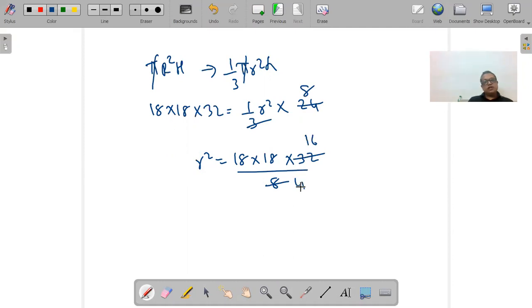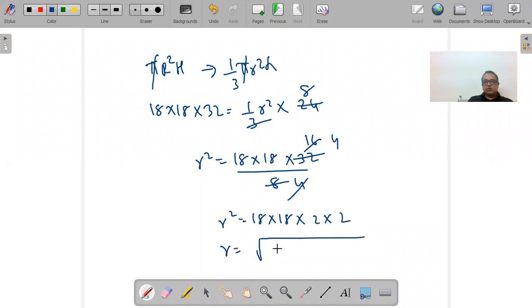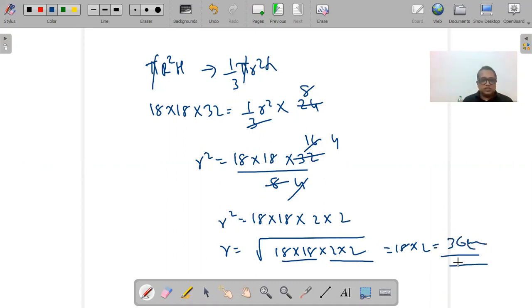Okay, this I get, and here I can cancel this 4 times. So r square is 18 into 18 into 4, I can write as 2 into 2. So radius will be square root of 18 into 18 into 2 into 2. Now 18 and 2 we can make groups. So this is going to be 18 into 2, and we get the radius as 36 centimeters.